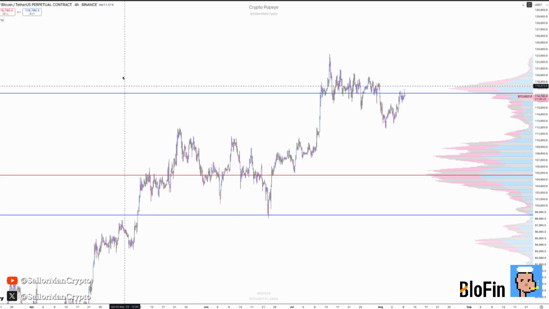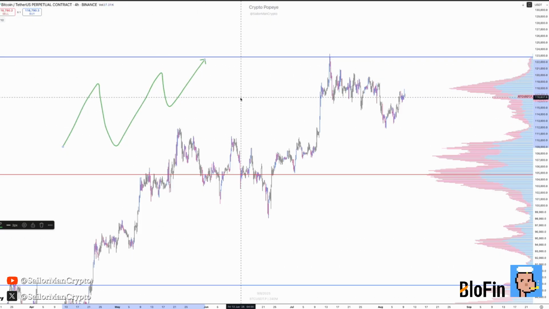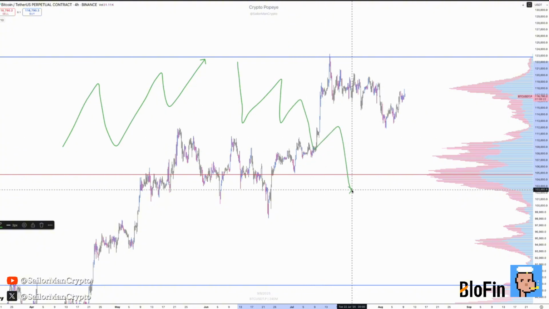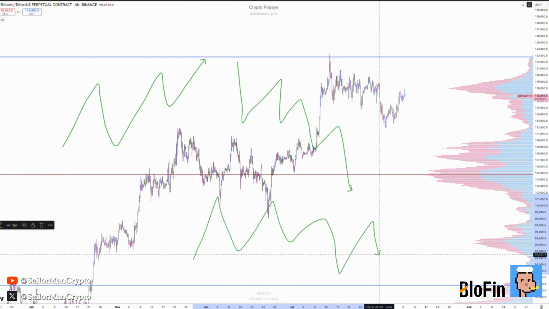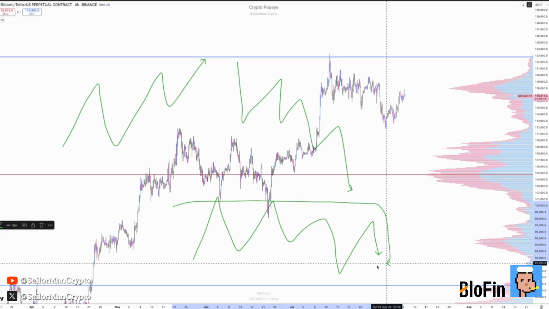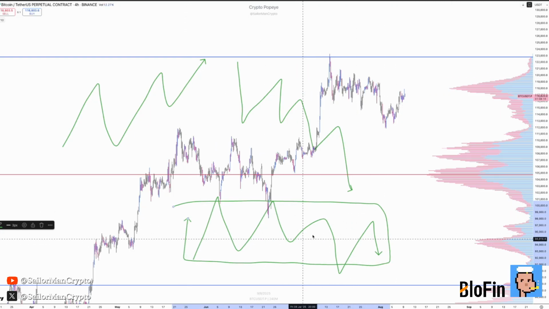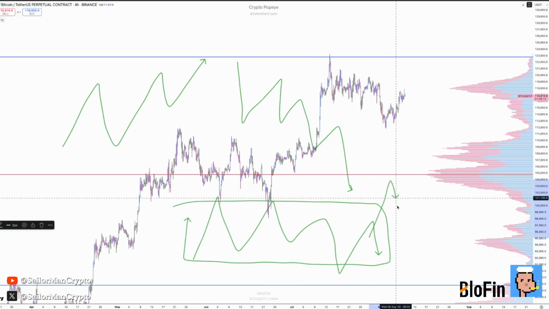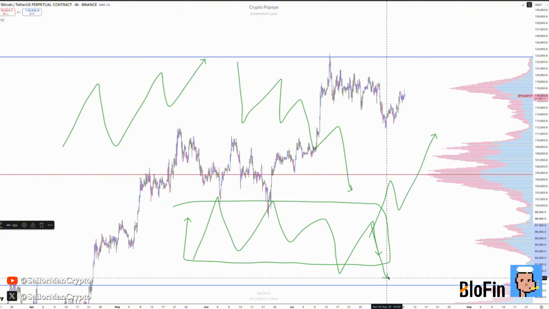Remember that price can do three things: uptrend, downtrend, and consolidate. Whenever we consolidate, we have to try to find all the tools to let us understand if this consolidation is resulting in a breakout or a breakdown.